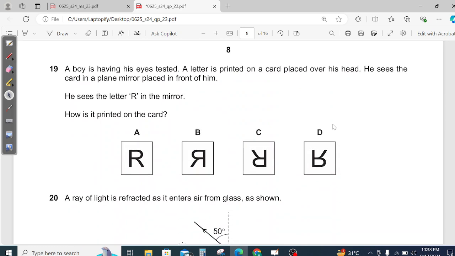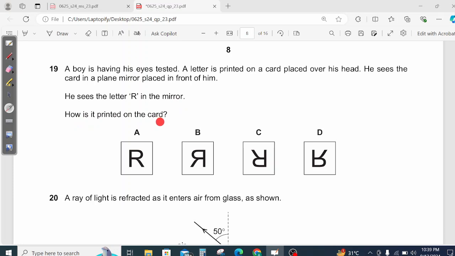Now this question is taken from light. It is a very easy question. A boy is having his eyes tested. A letter is printed on a card placed over his head. He sees the card in the plane mirror placed in front of him. He sees the letter R in front of the mirror. How is it printed on the card?